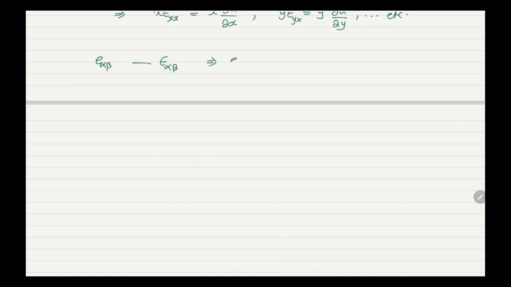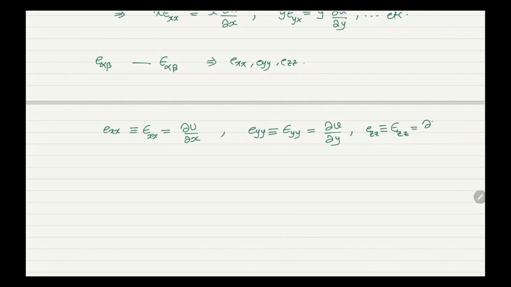So EXX, EYY, EZZ. Now EXX is equivalent to epsilon XX, which equals partial u partial x, and EYY, which is equivalent to epsilon YY, which equals partial v partial y, and EZZ is equivalent to epsilon ZZ, or equal to partial w partial z.